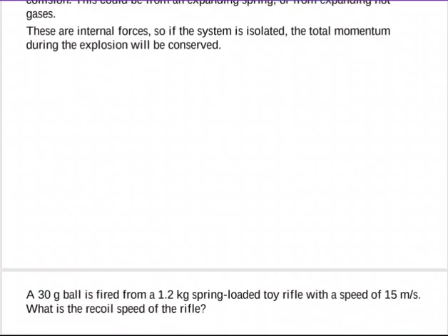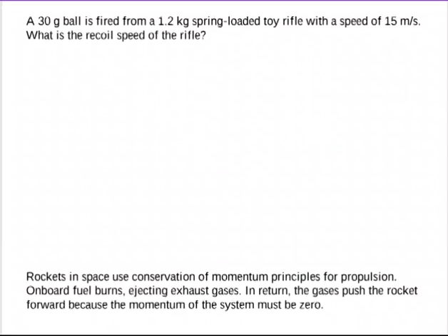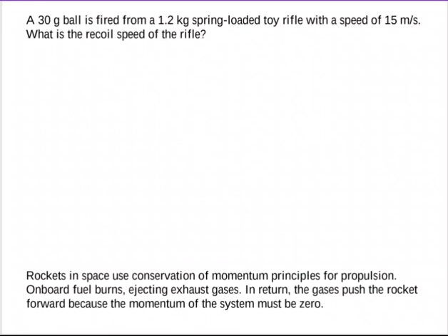So we have a 30-gram ball being fired from a 1.2 kilogram spring-loaded toy rifle with a speed of 15 meters per second. What is the recoil speed of the rifle? So what is recoil speed? What does that mean? That's when the gun kicks back.